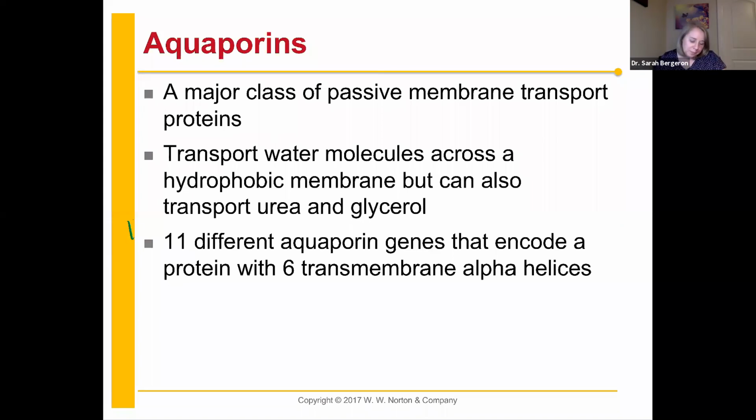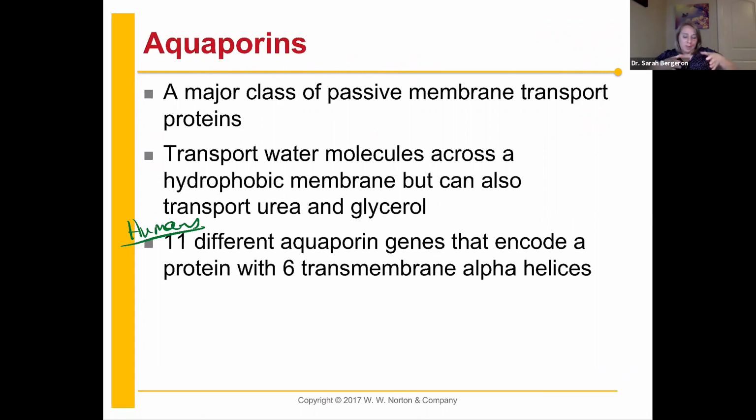But humans have 11 different aquaporin genes, and these genes are very highly conserved. They code for proteins with 6 transmembrane alpha helices. Those 6 transmembrane alpha helices make basically one pore, and this one pore is going to associate with 3 other sets of 6 transmembrane alpha helices to form a protein complex. So it'll basically be a 4-subunit protein complex, and each subunit has a channel that allows water to pass through.